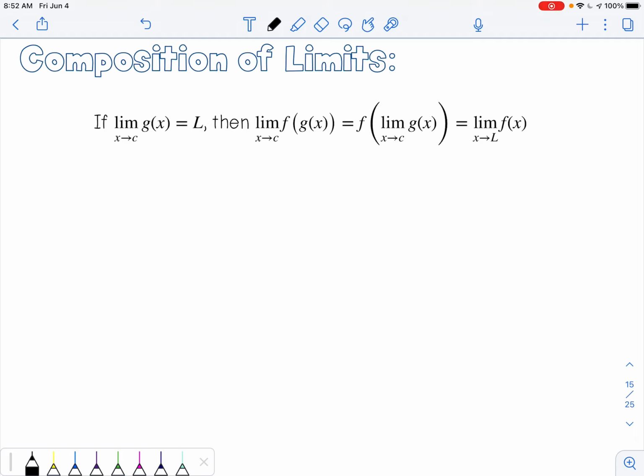So composition of limits tends to be the hardest, the most challenging limit property to wrap your head around and to use appropriately. And there are some tricky spots to this.